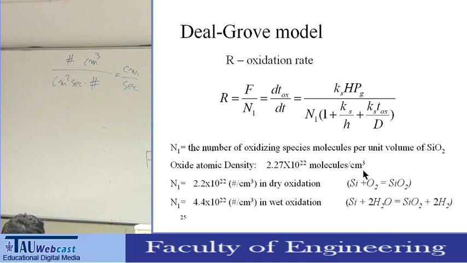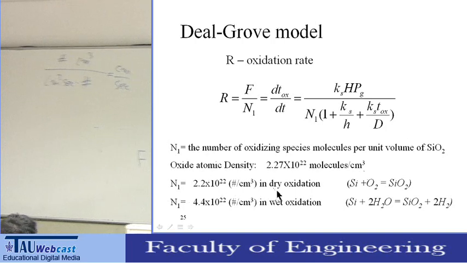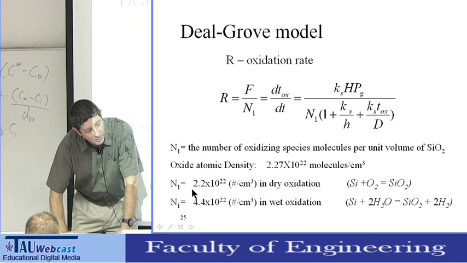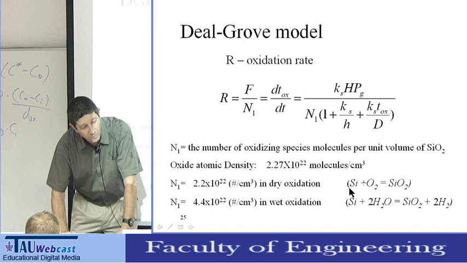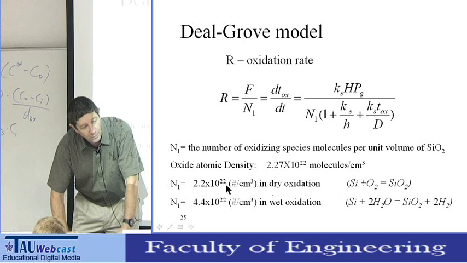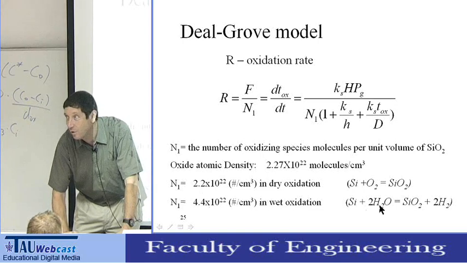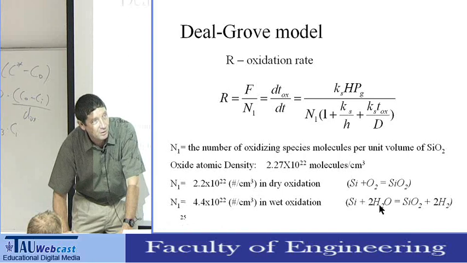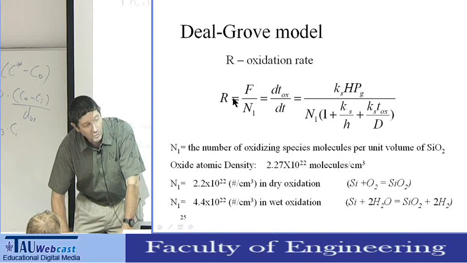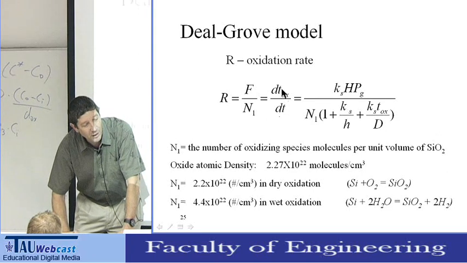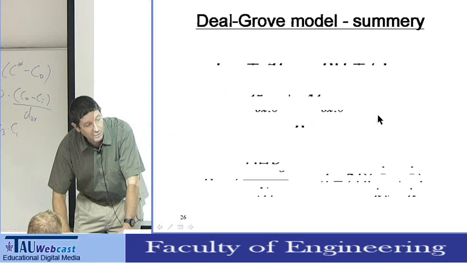So what is N1? If it's a dry oxidation, then N1 is the number of molecules needed per unit volume, which is 2.2. If it's a wet oxidation, I need twice the number of oxidants because I need 2 molecules of water. So what I found here is an equation which is very easy to solve: dT oxide over dt, which is the growth rate. This is the function. What I need to do is just integrate it.